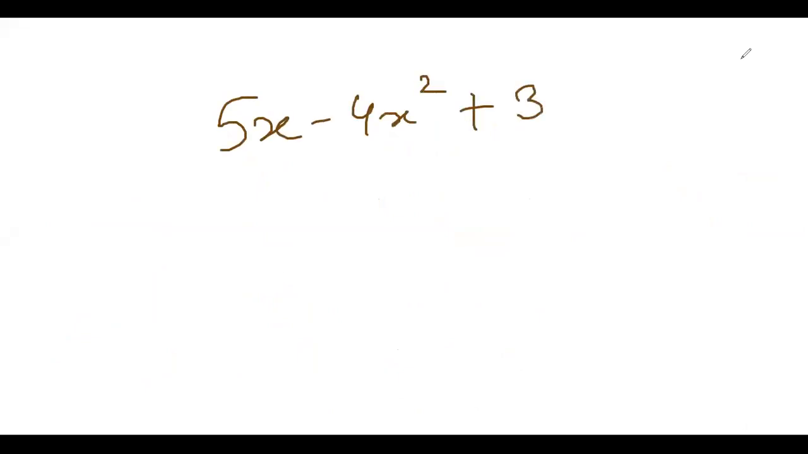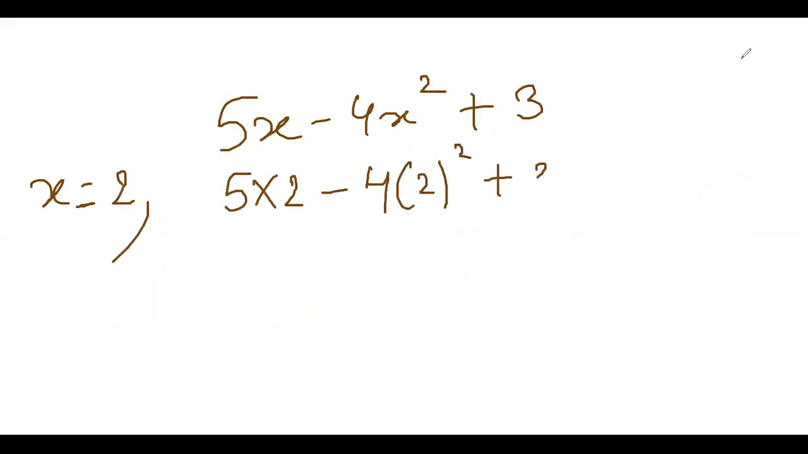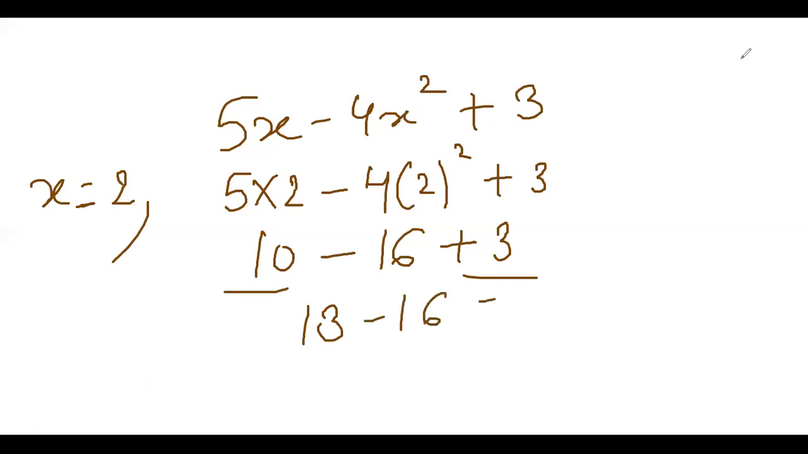x is equal to 2. 5 into 2 minus 4 into 2 square plus 3. 5 into 2, 10 minus 4 into 4, 16 plus 3, right? Add positive numbers, 13 minus 16 is equal to minus 3. That is when x is equal to 2, then the value of the given polynomial is minus 3, right?